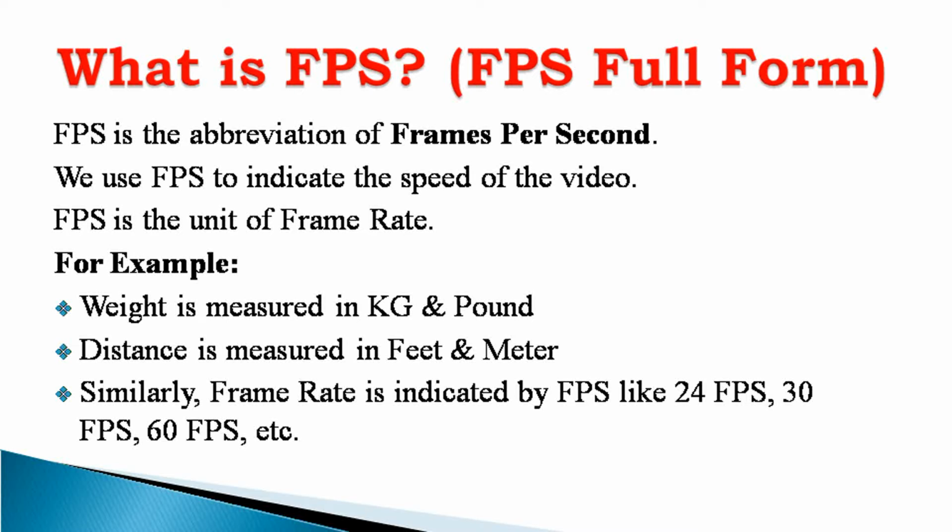FPS is the abbreviation of frames per second. We use FPS to indicate the speed of the video. FPS is the unit of frame rate. For example, weight is measured in kg and pound, distance is measured in feet and meter. Similarly, frame rate is indicated by FPS like 24 FPS, 30 FPS, 60 FPS, etc.